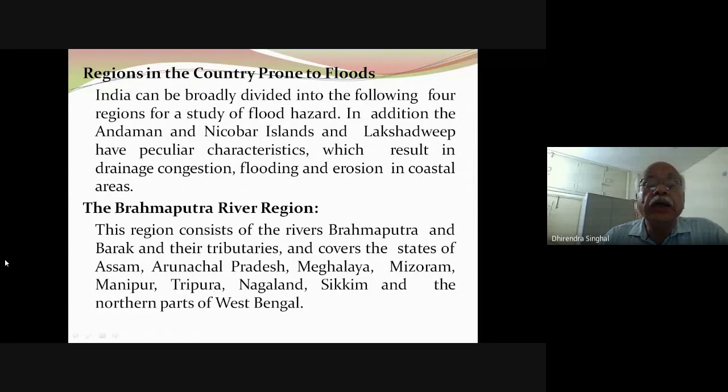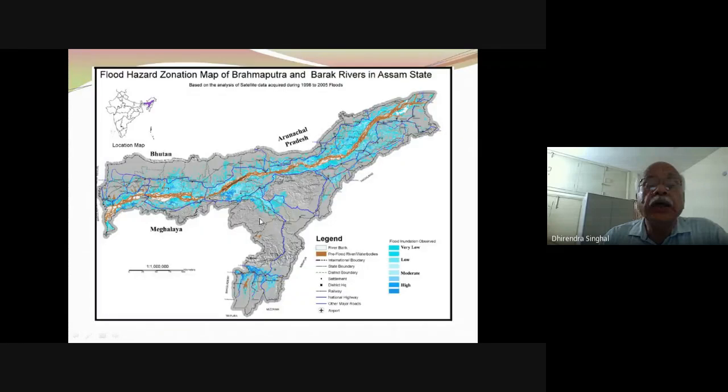Now, vulnerability, as I discussed in case of cyclone. So in India, actually, we are studying the vulnerability to floods region wise. So first is the Brahmaputra River region. And when you see this, I think it must be clear that the area which is falling in the northeast, where you have this Brahmaputra River, is considered to be the highly vulnerable area.